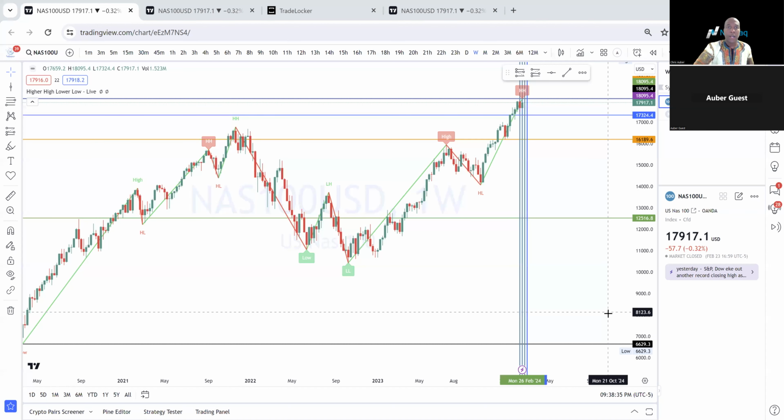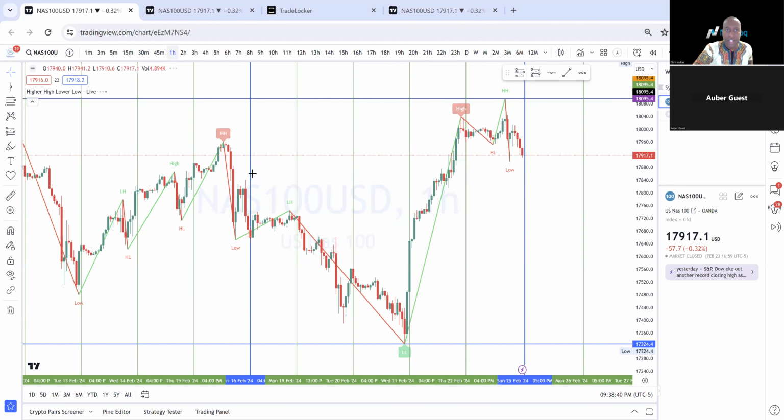Now, last week, and we'll just do a quick review. Last week, you'll see the market actually started off with this first lower high move here, going down all the way to a lower low. Okay, this was Monday, Tuesday, Wednesday.